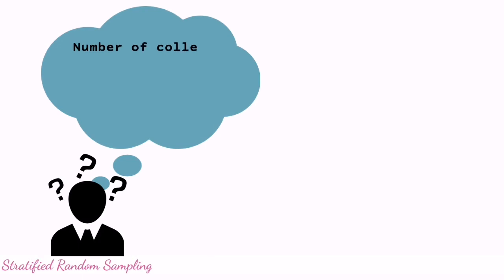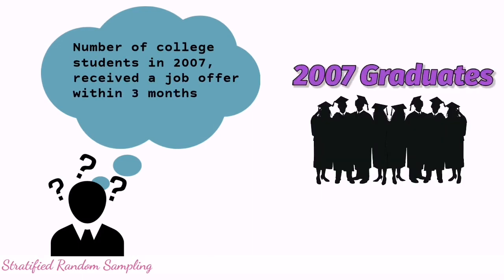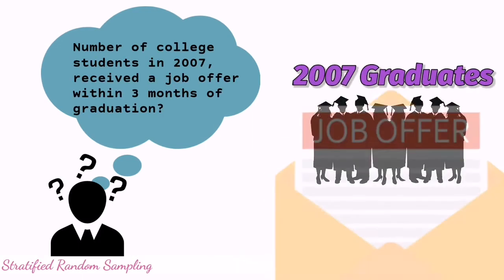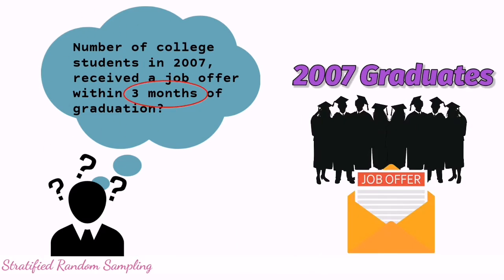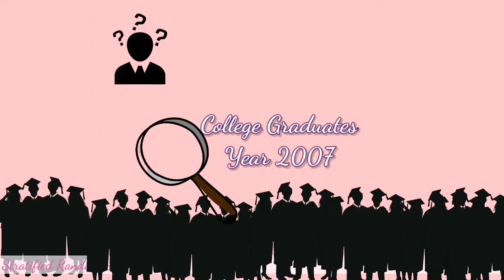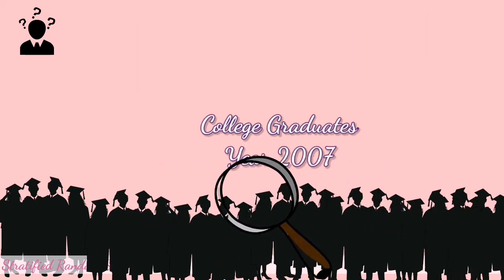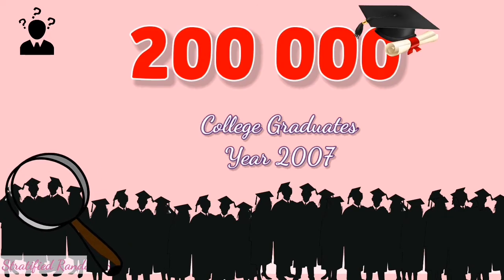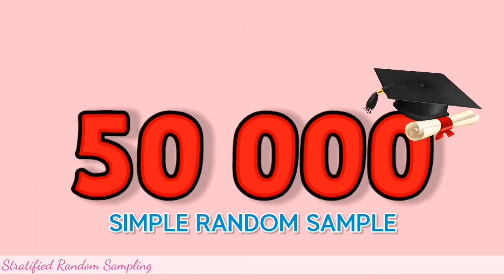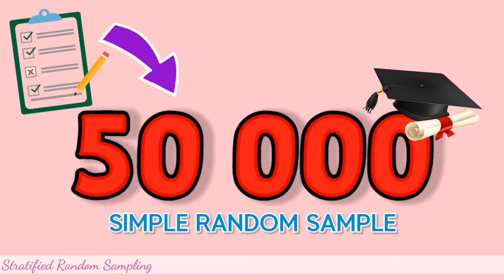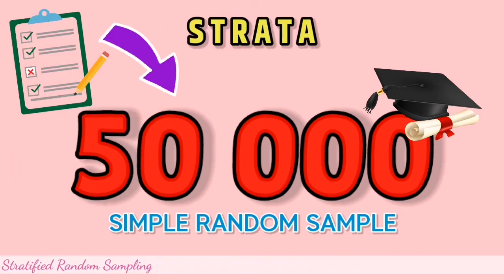For example, consider an academic researcher who would like to know the number of college students in 2007 who received a job offer within 3 months of graduation. He will soon find that there were almost 200,000 college graduates for the year. He might decide to just take a simple random sample of 50,000 graduates and run a survey. Better still, he could divide the population into strata and take a random sample from the strata.